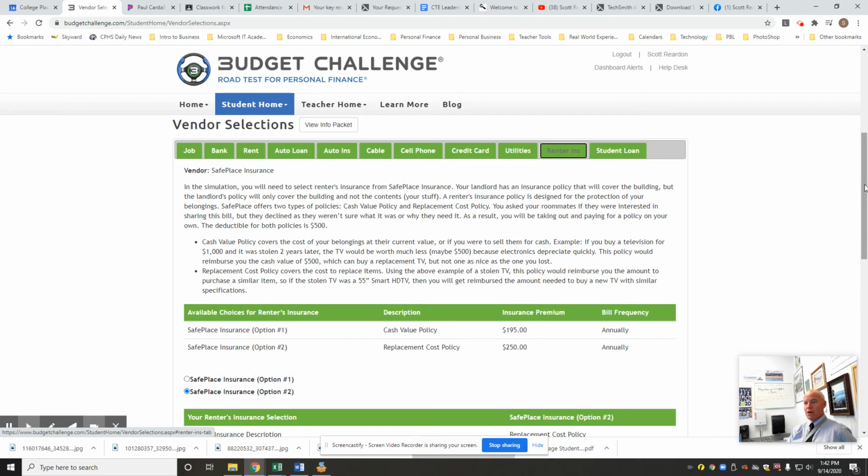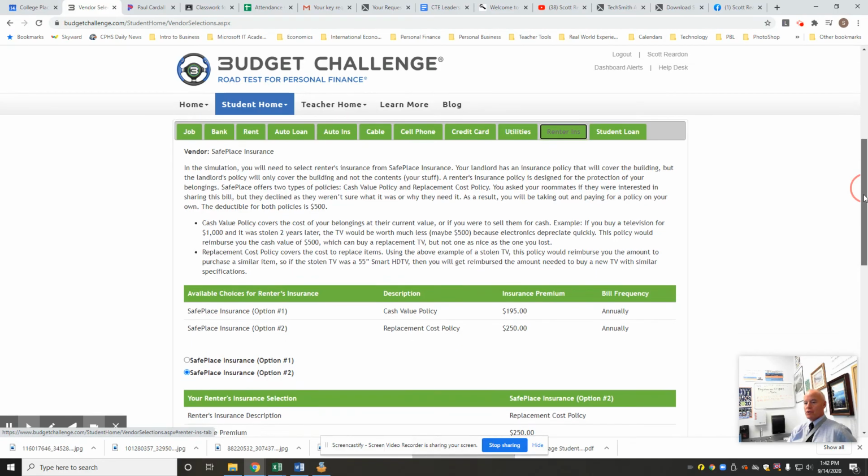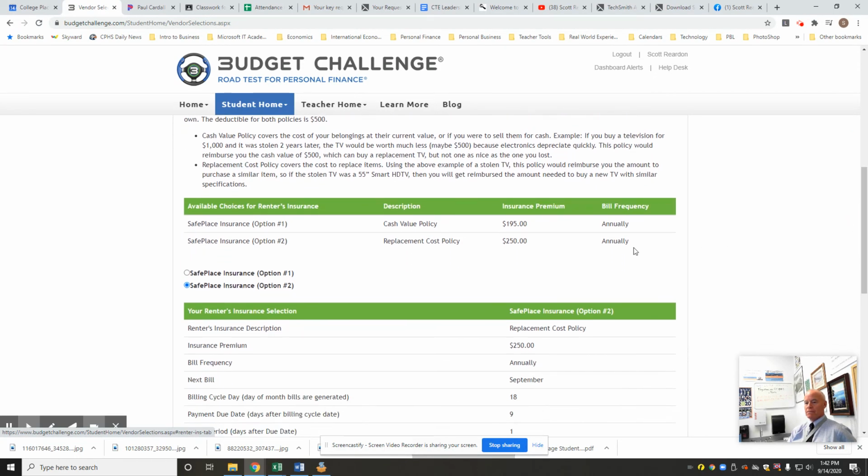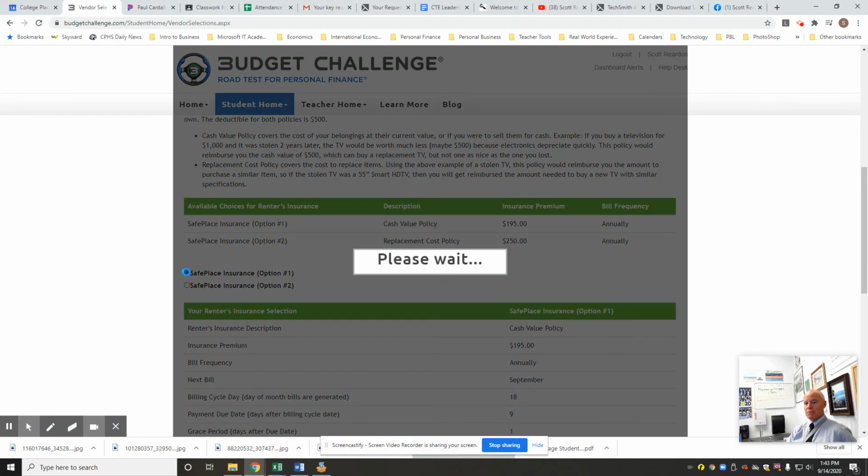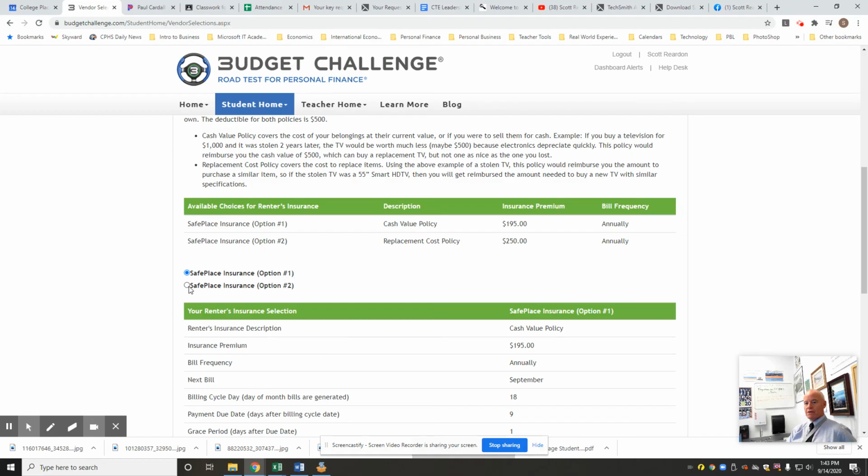Renter's insurance. Your landlord cannot insure your stuff. You legally have to buy renter's insurance to cover your own stuff. We have 2 options, cash value and replacement cost. What in the heck is the difference? Cash value means that if you bought a computer 4 years ago, it was $1,000 and now it's $200, they're going to pay you $200 for your computer at its depreciated, or the reduced value of that particular asset.